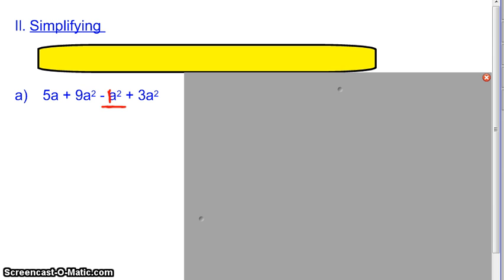So we end up with 9a squared minus 1a squared. Can we simplify that? Yes. How many do we have? 8a squared. So we now have 8a squared, and we still have that over there, and 5a here. I'm just bringing down the other terms, right? So is there another way we could simplify this? What's the other way?